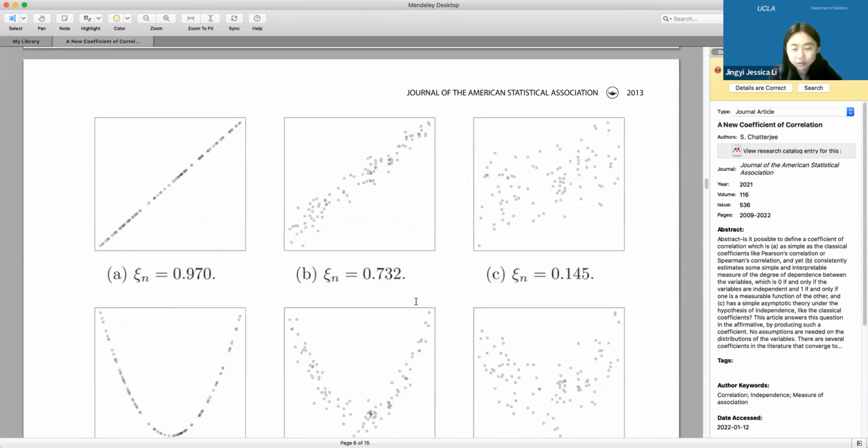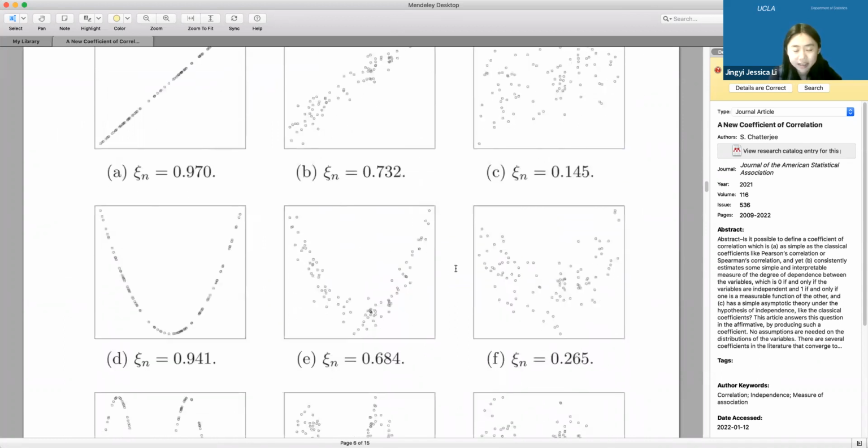These are the relationships this measure can capture. Like this is linear, almost no noise. It gives a value close to 1. As we add more noise, the value decreases. And in this shape, we see the same trend, right? This is a high value, it decreases.